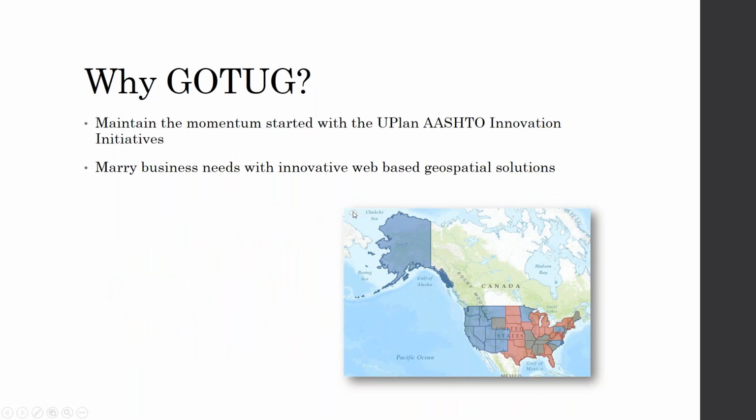So why GOTUG? Why did we create GOTUG specifically? Once the U-Plan AASHTO Innovation Initiative finished up, we wanted to keep going. We wanted to continue the momentum in reaching out to all of the state DOTs and trying to promote the use of web-based geospatial online tools. And we also wanted to marry business needs with innovative web-based geospatial solutions.